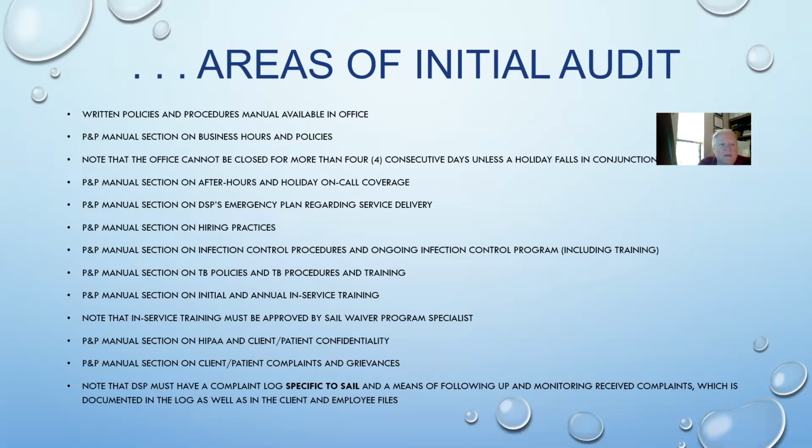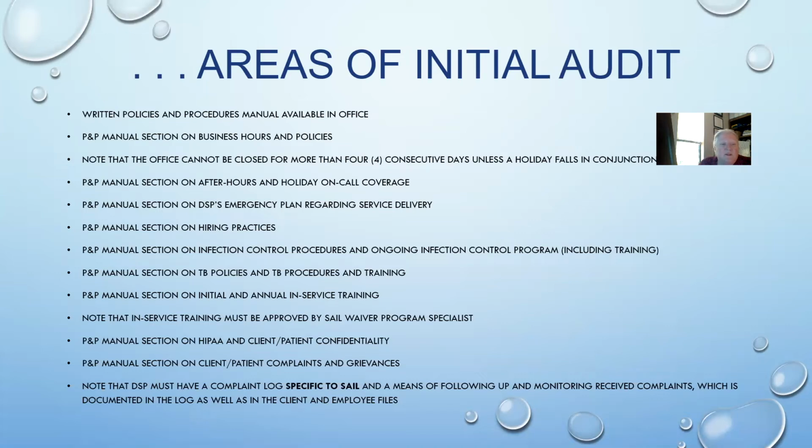The policy and procedure manual section on after hours and holiday on-call coverage, on the DSP's emergency plan regarding service delivery, on hiring practices, on infection control procedures and ongoing infection control program, including training, on TB policies and TB procedures and training, on initial and annual in-service training. You note that in-service training must be approved by the CELL waiver program specialist.